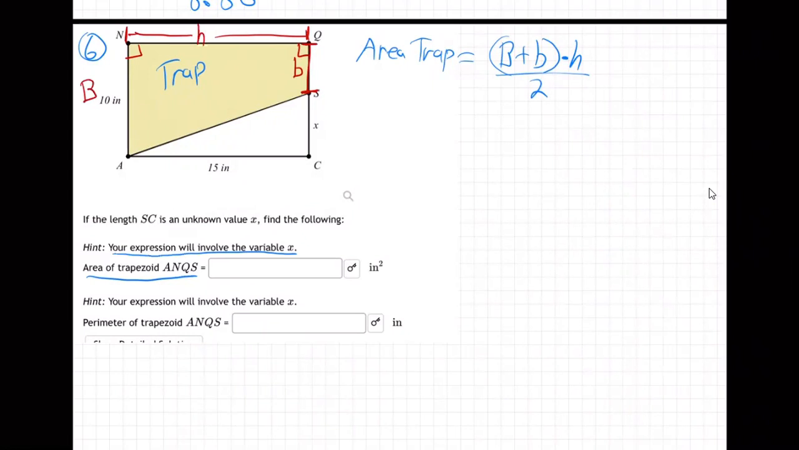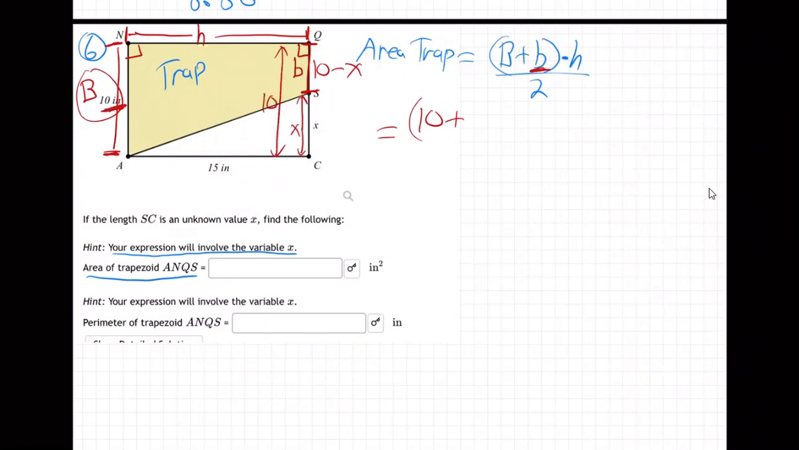Okay, so the area of the trapezoid is going to be the big B, that's 10. That's right from here to here. That's easy. That's just 10. They gave us that. So that's 10 plus. Now, what's the little b? Well, the little b is going to be 10 minus x. Do you see how I'm coming up with that? Because x is from here to here. That's x, right? And all the way top and bottom is 10.